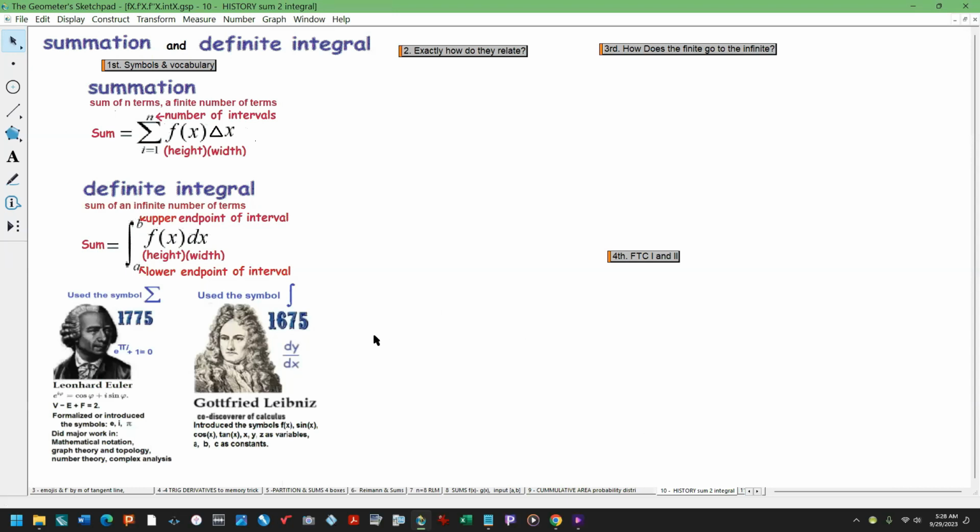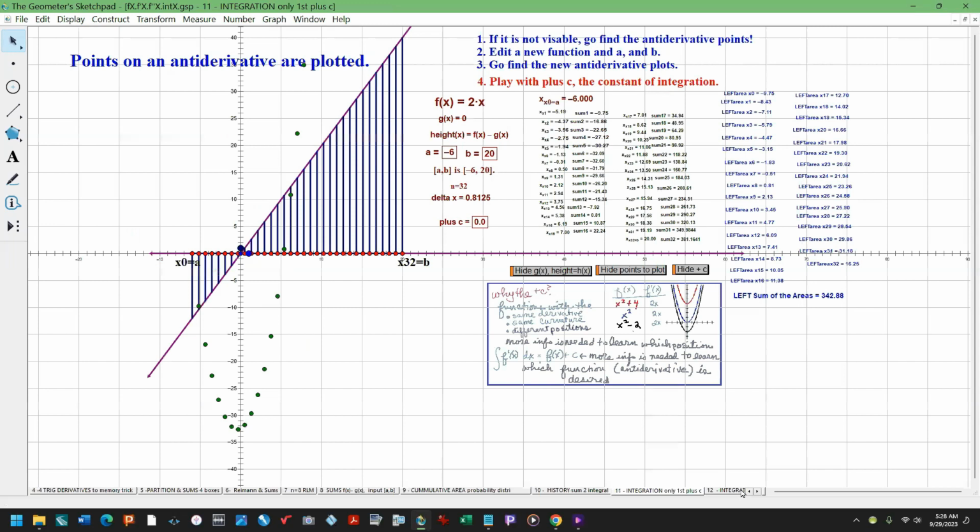Maybe 2 more. Okay, here we go with summation versus integral. And then let's go to this one, plots an antiderivative. It does not compute the antiderivative. All it can do is the sum of the partitions, the sum of the Riemann boxes.